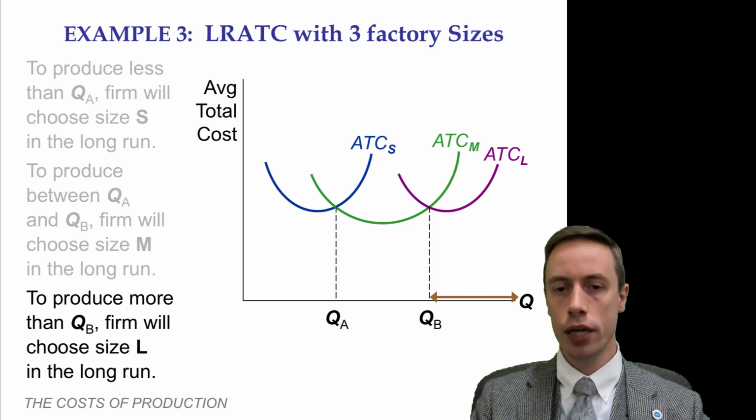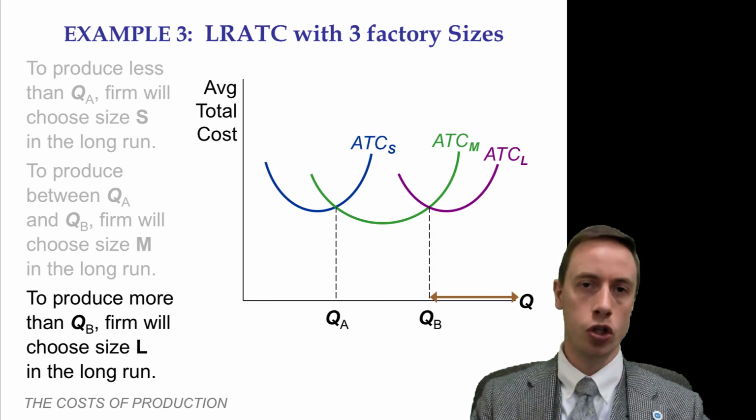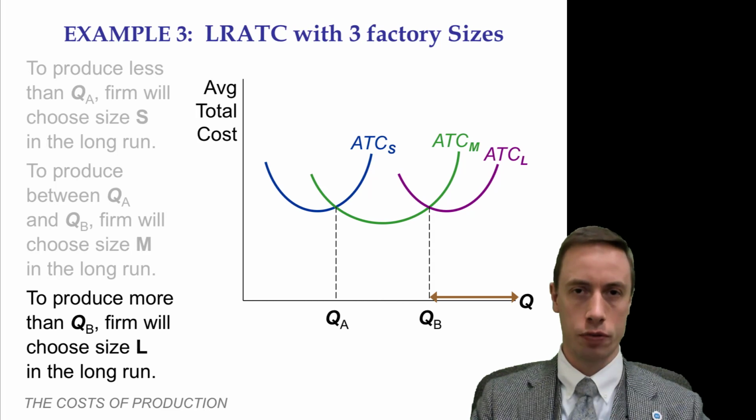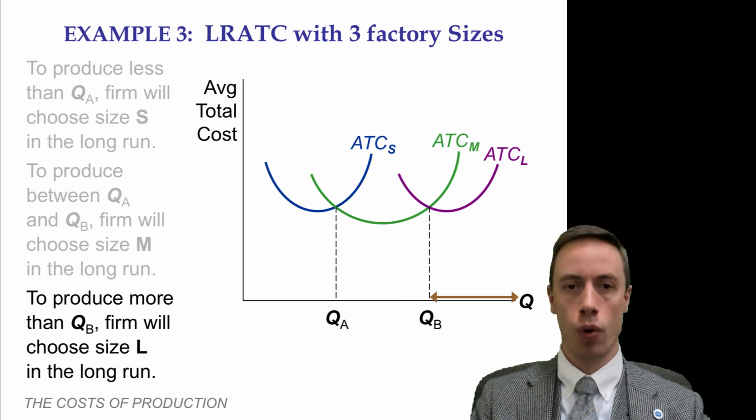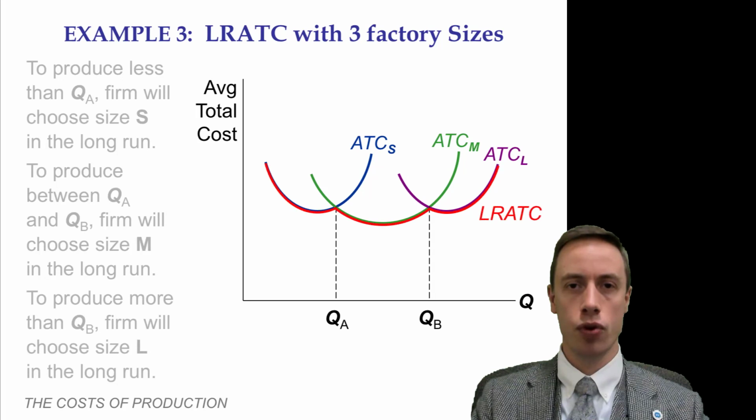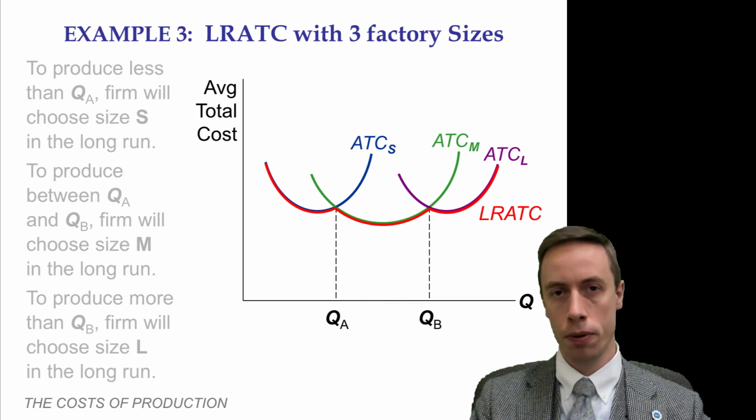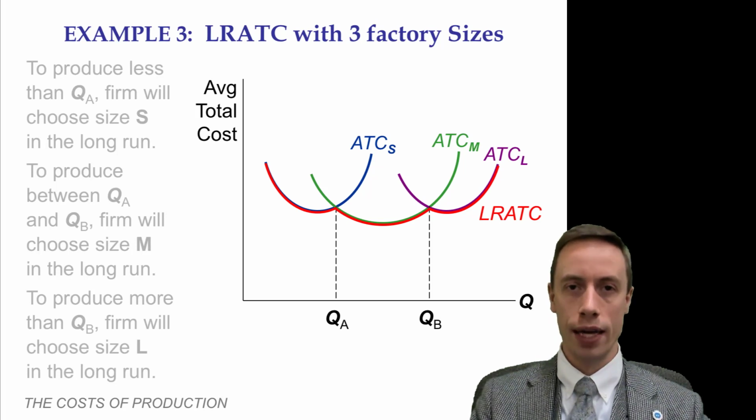For each of these ranges, we choose the lowest possible average total cost. Or if we want to draw it as one curve, here represented in red, we trace along the bottom of each average total cost curve to get our relevant average total cost in the long run. Blue, green, and purple are short-run average total cost curves. Red, the minimum of all of them, is the long-run average total cost curve. Let's do that one more time.